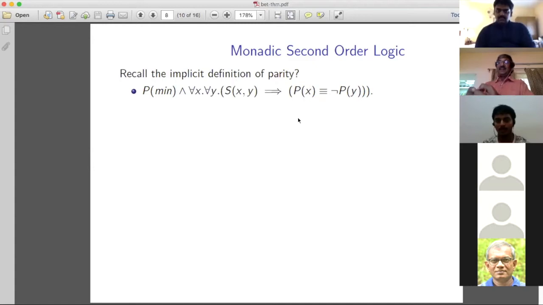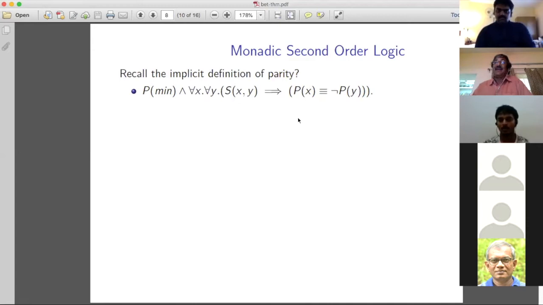It holds for the third element. It doesn't hold for the fourth element. Do you see what's going on? That means it holds exactly for the odd positions, right? If this were explicitly definable, parity would be definable. But then we use EF games to show that parity is not definable. Therefore, we show that this is not explicitly definable in first order logic.